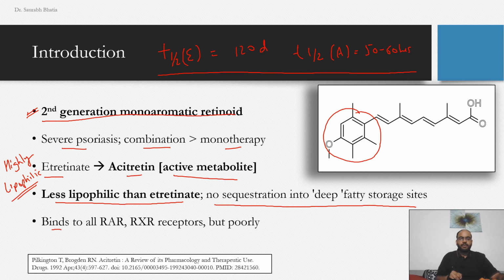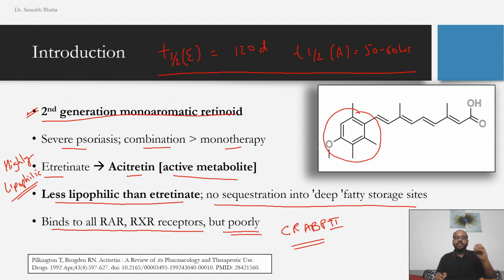So acitretin binds to all RAR types and all RXR types receptors, but the binding is poor. It does lead to the action, but the binding to RAR and RXR receptors is poor. The major action is through cytosolic retinoic acid binding protein 2. The major action on CRABP2 leads to good improvement in psoriasis. How? We'll discuss that in the subsequent slides. That is why acitretin is actually a good drug for psoriasis, because of this particular property.